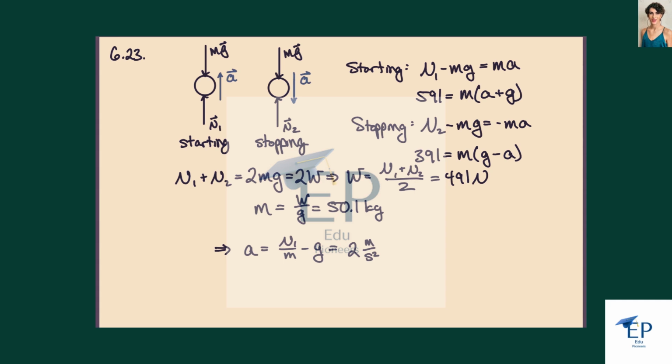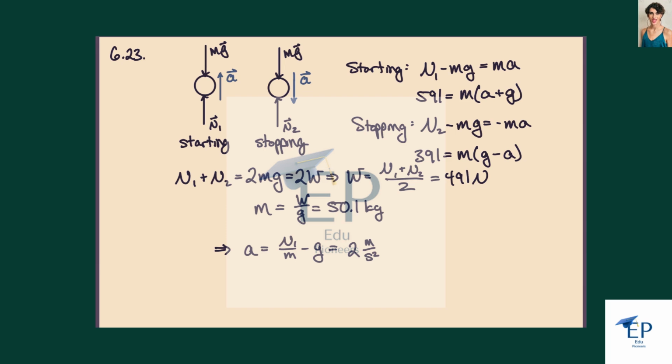So we have a person that stands on a scale in an elevator, classic physics problem. As the elevator starts, the scale has a constant reading of 591 pounds. As the elevator stops, the scale reading is 391. No, sorry, newtons. Both there was 591 newtons and 391 newtons.